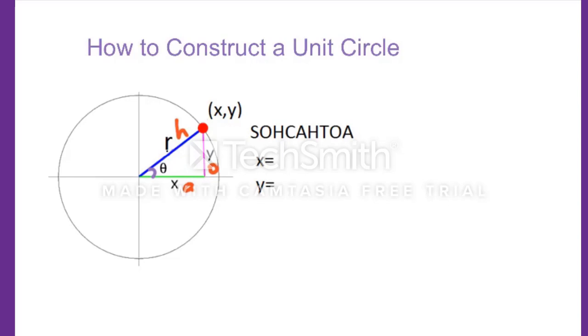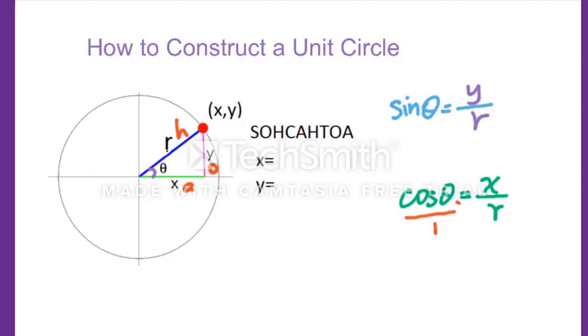According to SOHCAHTOA, we know that sine theta equals y over r. For cosine theta, equals x over r. Then we solve for x and y. Do cross multiply. We got x equals r times cosine theta.